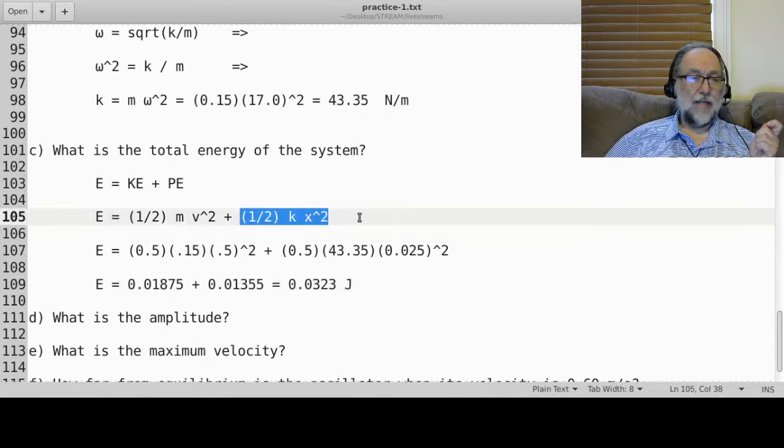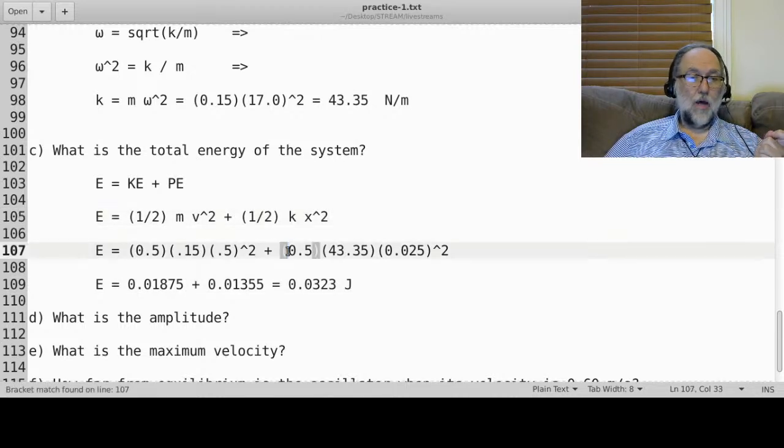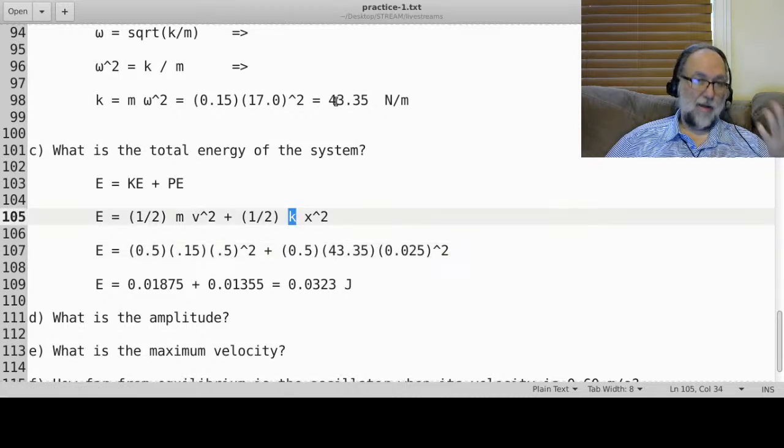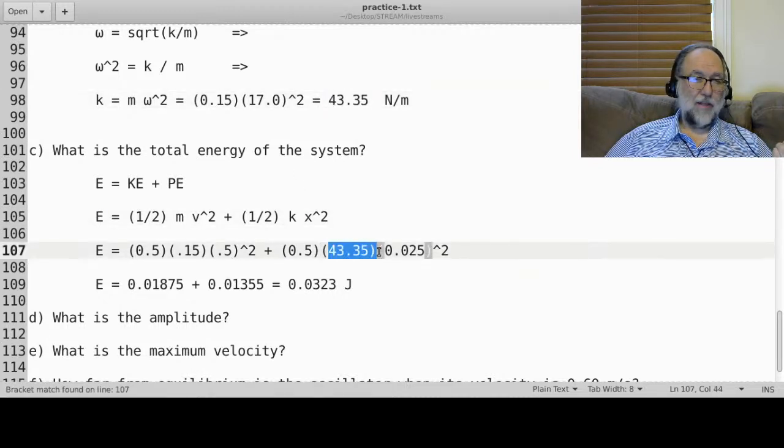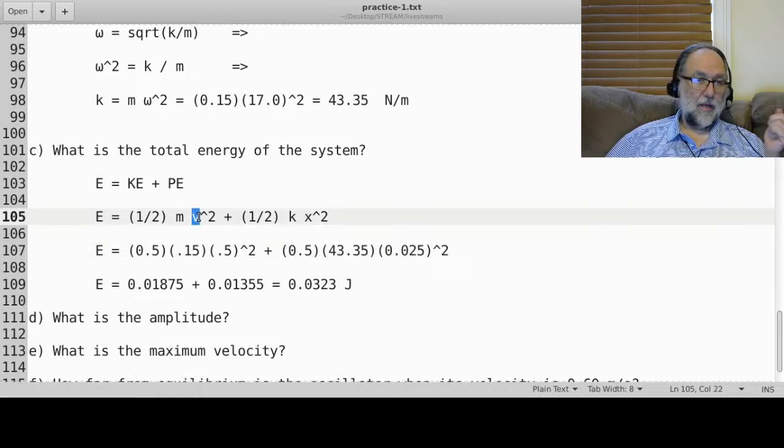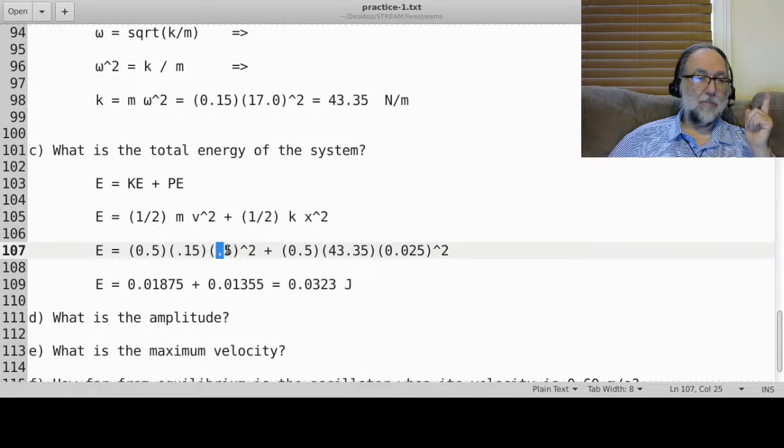And then for the potential energy, 1/2 kx squared. So the half is 0.5. The k we found above, that's 43.35. And this x has to correspond to this v. When the velocity is 0.5 meters per second, because it's changing, right? The velocity is not static, it's speeding up, slowing down. But when the velocity is 0.5 meters per second, then it is 2.5 centimeters from equilibrium. We have to be in MKS, so 2.5 centimeters is 0.025 meters.